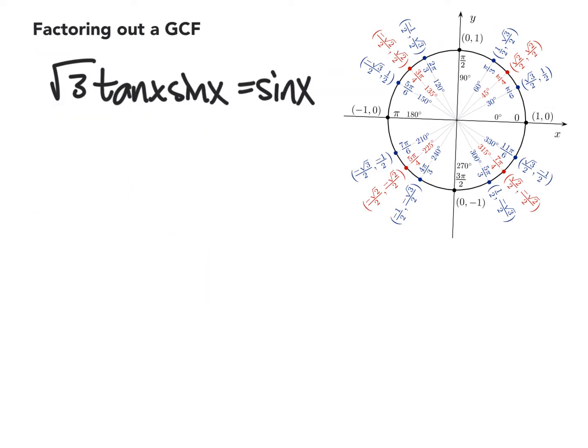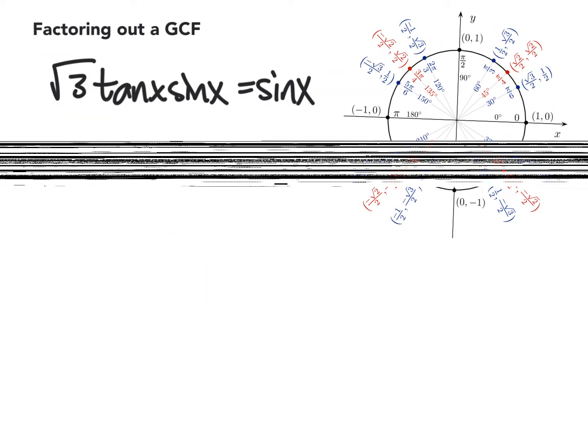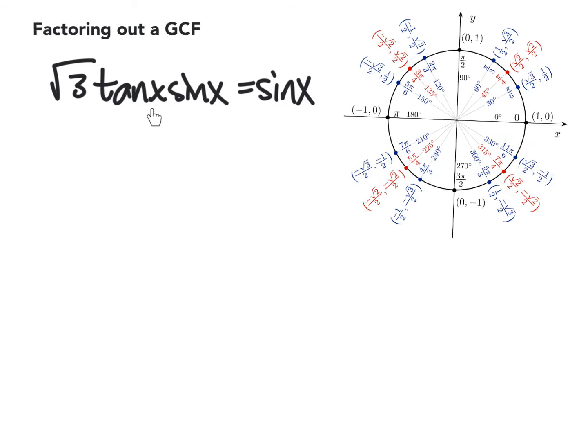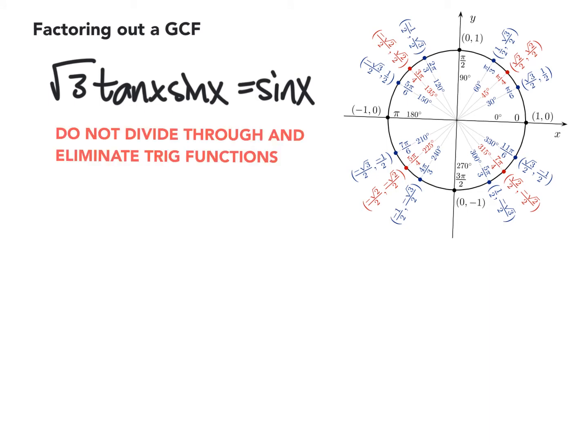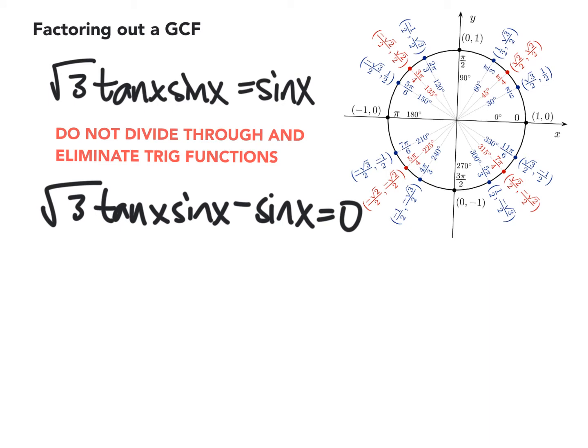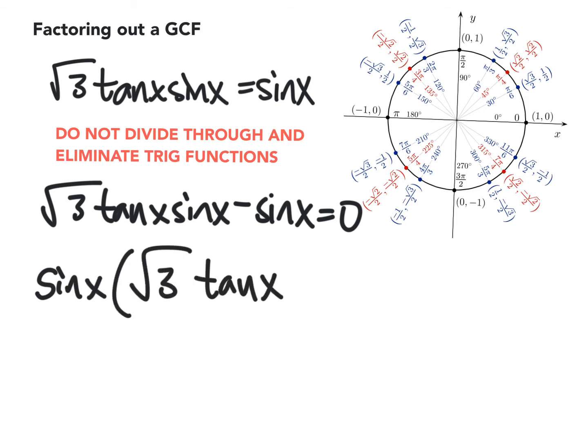All right, here we have factoring out a GCF. Now whenever you're first looking at square root of 3 tan x sine x equals sine x, your first instinct might be to divide through by sine x to get rid of it, but we cannot do that. If we do that, we're going to miss out on some answers. Instead, we want to start by just getting everything on one side of the equation. We did that by just subtracting sine x. Now both of these have a greatest common factor of sine x, so I'm going to pull that out, and I'm left with square root of 3 tan x minus 1.